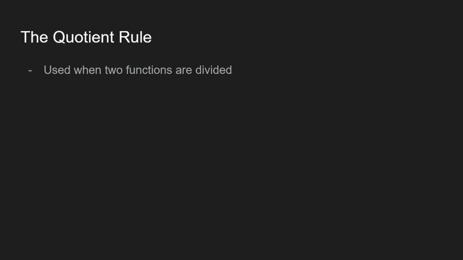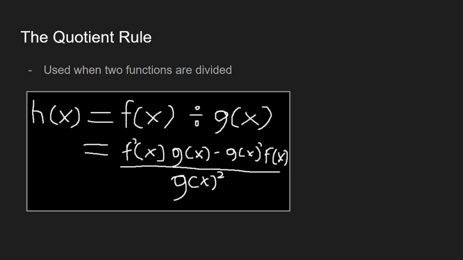Quotient rule is used to solve derivatives when two terms or functions are divided. You can do this by taking the derivative of the numerator multiplied by the denominator, and then subtracting that by the derivative of the denominator times the numerator, which is all then divided by the denominator squared.